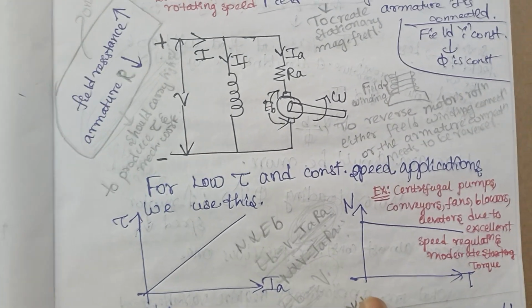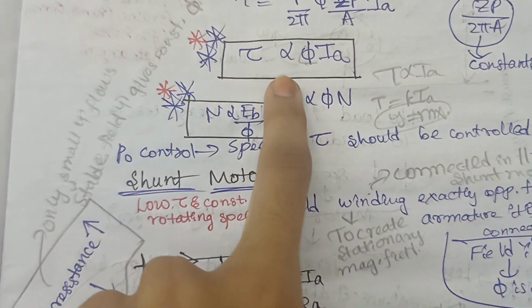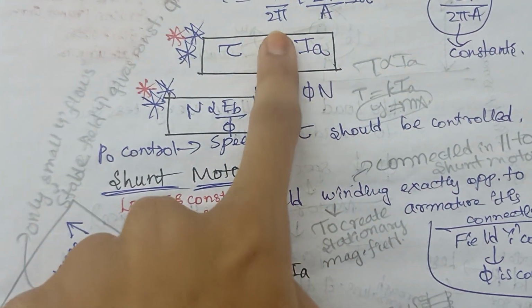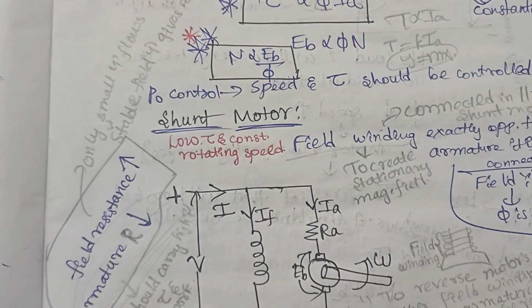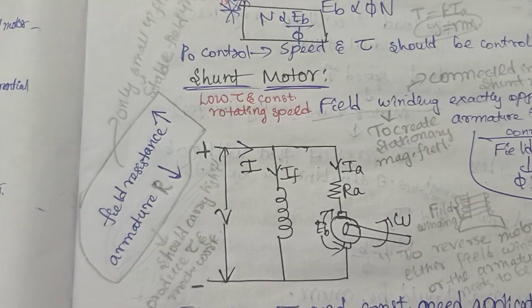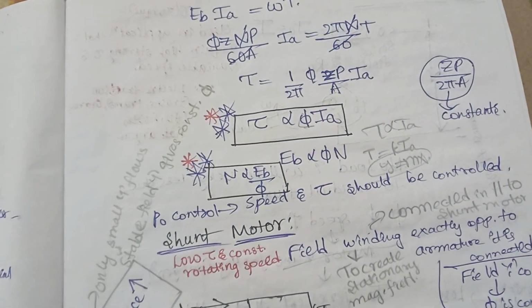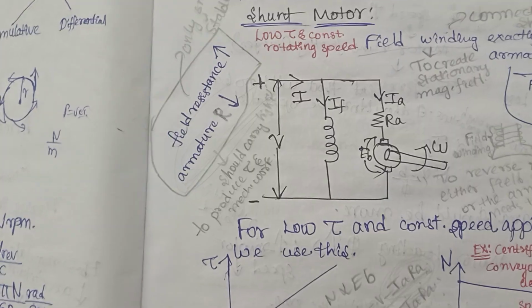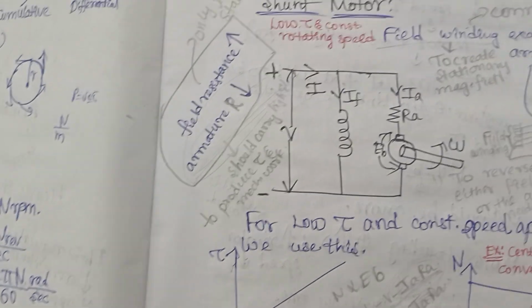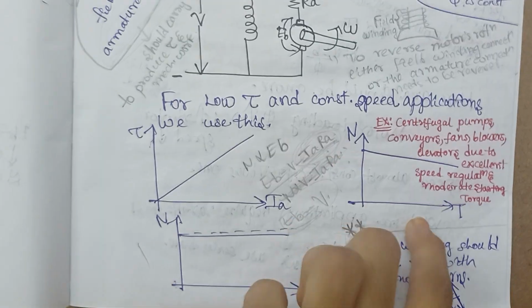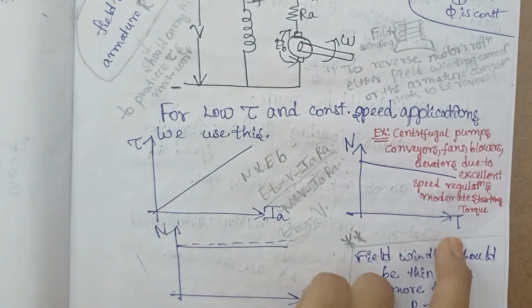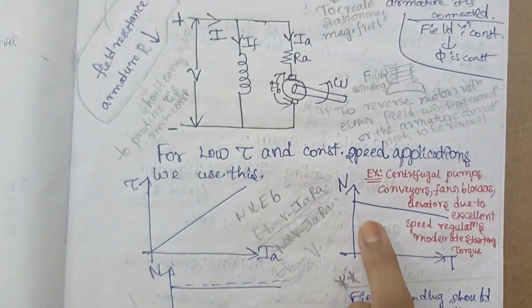So we know that torque is directly proportional to flux into Ia, but your flux is constant. That means torque is directly proportional to Ia. And in the same way we will get N is also directly proportional to torque, right? So if the relation between your N and Ia is in this way, then your relation between N and torque should also be in this same way, right? Hope you have got the connectivity.